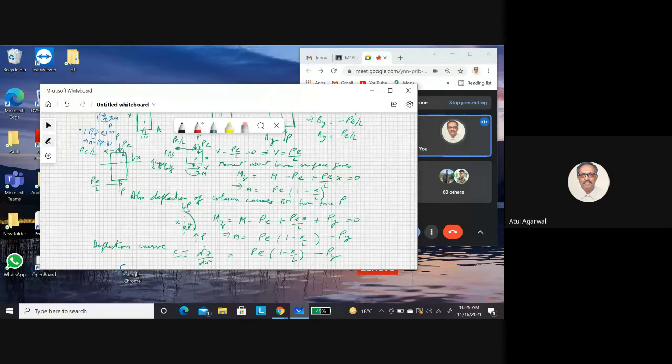Now you see these two together, they are creating a couple. You see, you have taken a moment about this point. So this force is going to cause a counterclockwise moment about this cross section. So that is plus Py. So total bending moment is not just this much. You have got another term, minus Py. Can you see this?